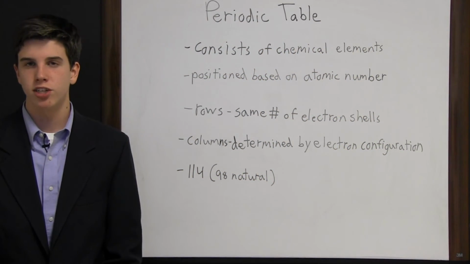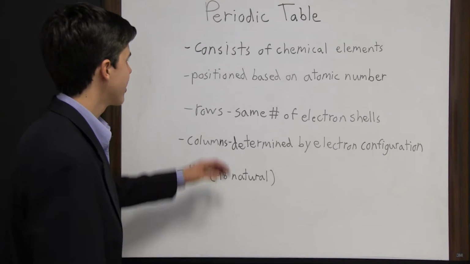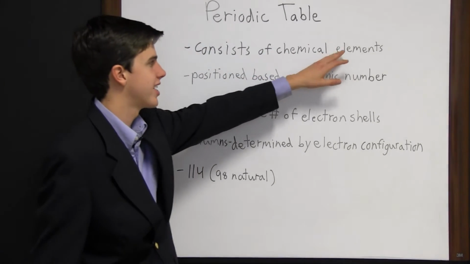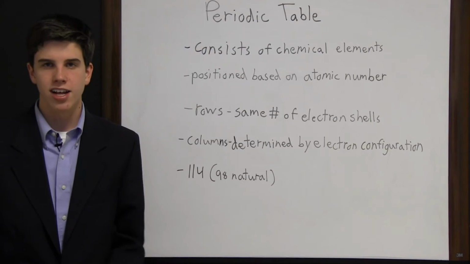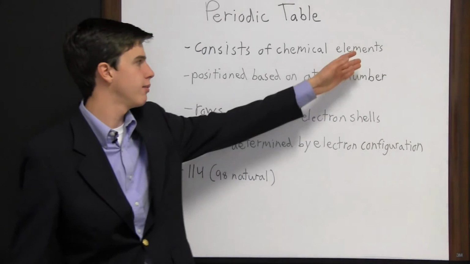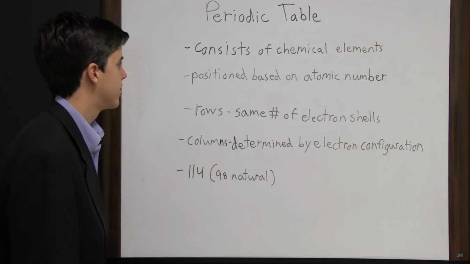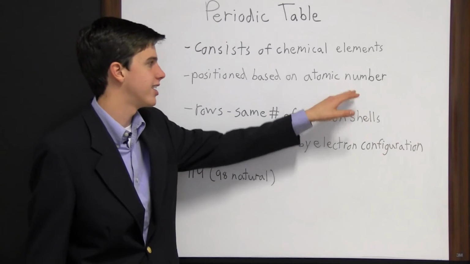The periodic table is a way to systematically display the chemical elements. Now notice I said that it consists of chemical elements, and it consists of elements only. So this does not include mixtures and compounds, because an element is basically matter in its most basic form. The periodic table positions chemical elements based upon atomic number.